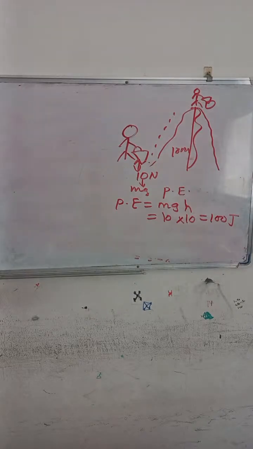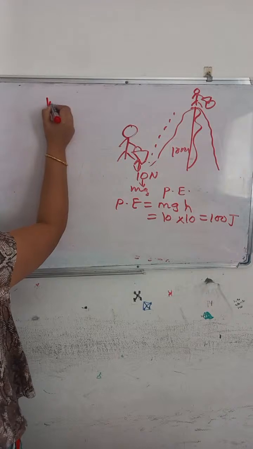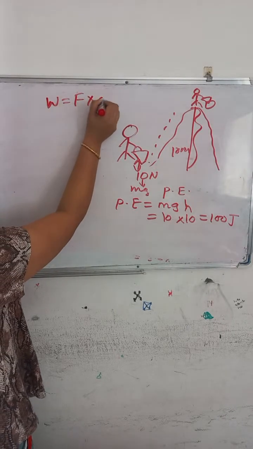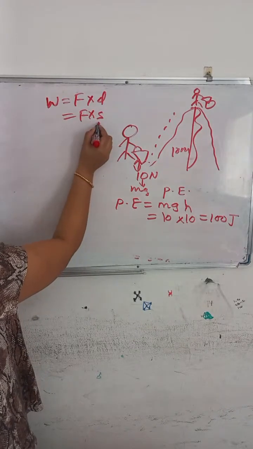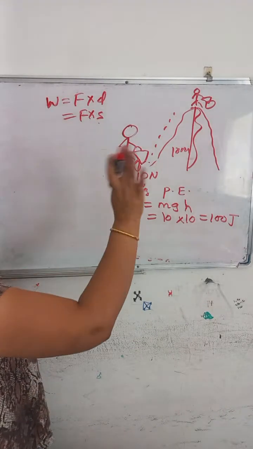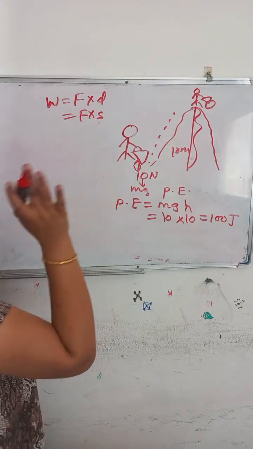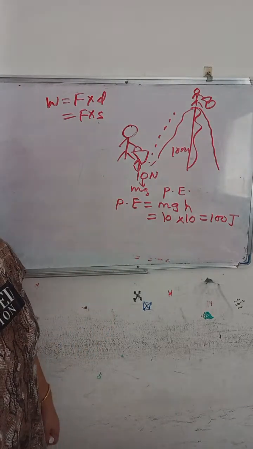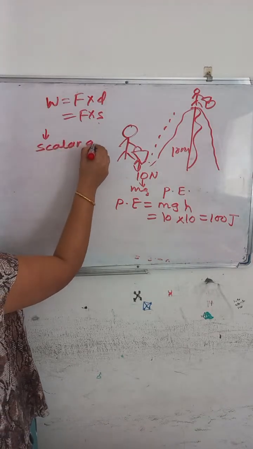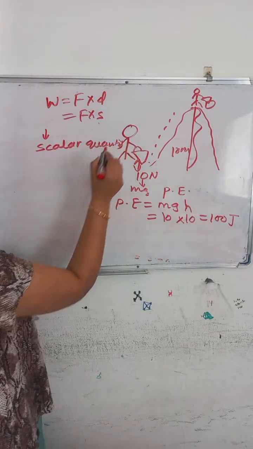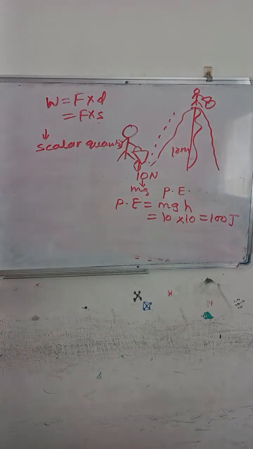Work done is a scalar quantity, no? And they are asking to write the formula for work. Work is force into displacement, or F into S. Force, and this is the displacement, but we don't know the direction here. We know only the magnitude, that means only the value. That's why work done is a scalar quantity. It gives only magnitude, not direction.